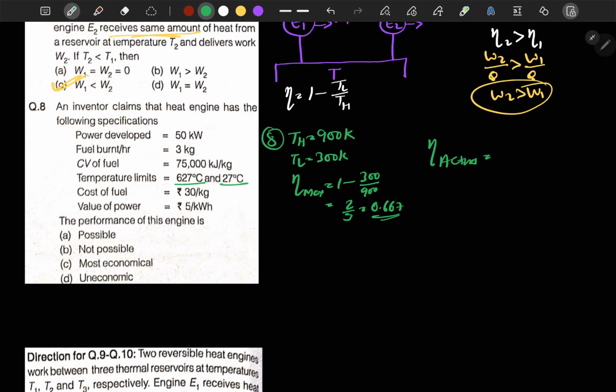Now for the given system, the actual efficiency is calculated. How can we calculate actual efficiency? Actual efficiency is calculated by work done upon heat supplied. It is mentioned that the power developed is 50 kilowatt, and the heat supplied is at a rate of m. Since fuel is 1, we can write Q is equal to m c delta T. Fuel burnt per hour is 3 kilojoule per hour, so we can convert it into per second.